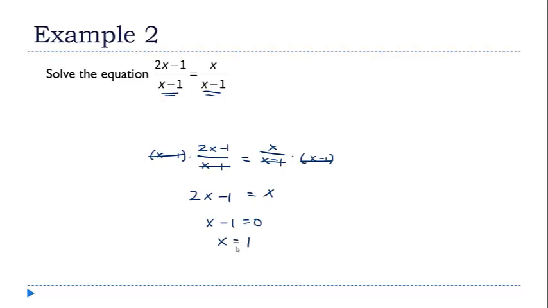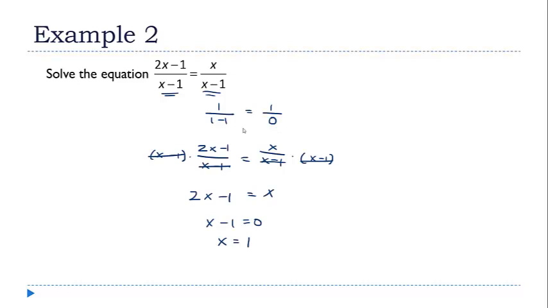Okay, so now if I take this solution and stick it back up here into the original equation, look at what happens. Let's just look at the right-hand side. This right-hand side becomes 1 over 1 minus 1, which is 1 over 0. And that's not okay, right? We can never divide by 0.